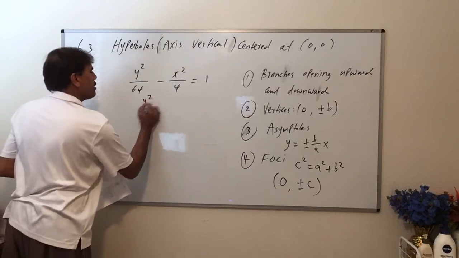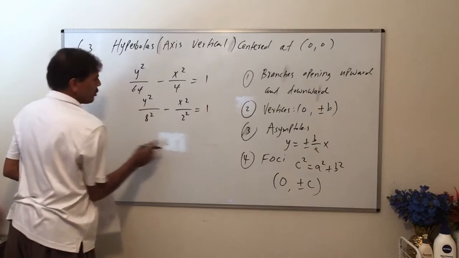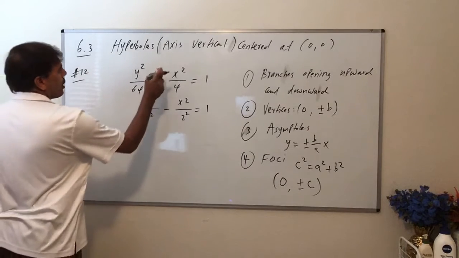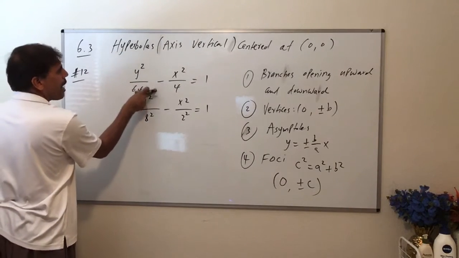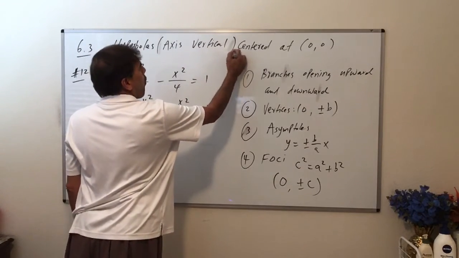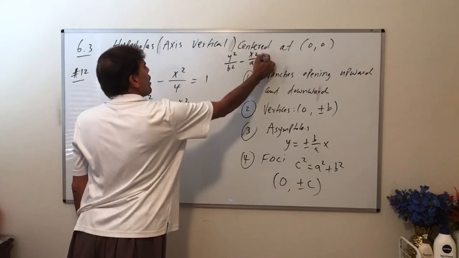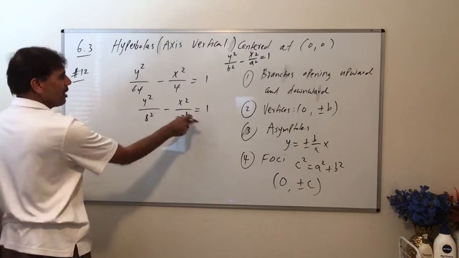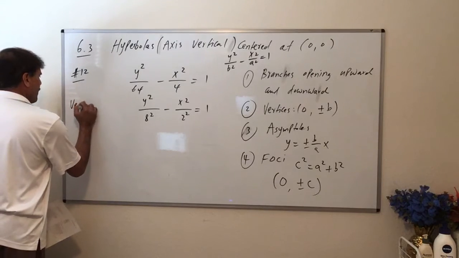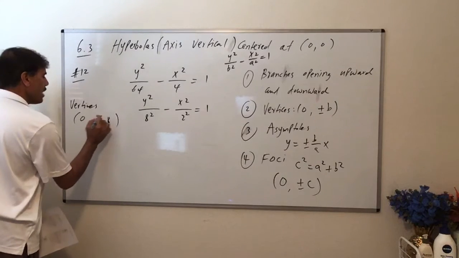So then you can also write this as y squared over 8 squared minus x squared over 2 squared equals 1. In this case, b is 8 and a is 2. So just one more time, here is y squared over b squared minus x squared over a squared equals 1. So b is the first base, a is the second base. Now here are the vertices: (0, plus or minus 8).